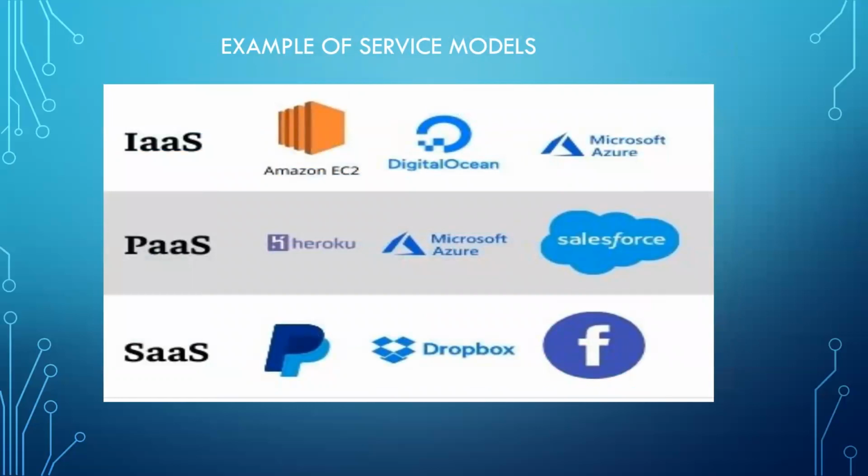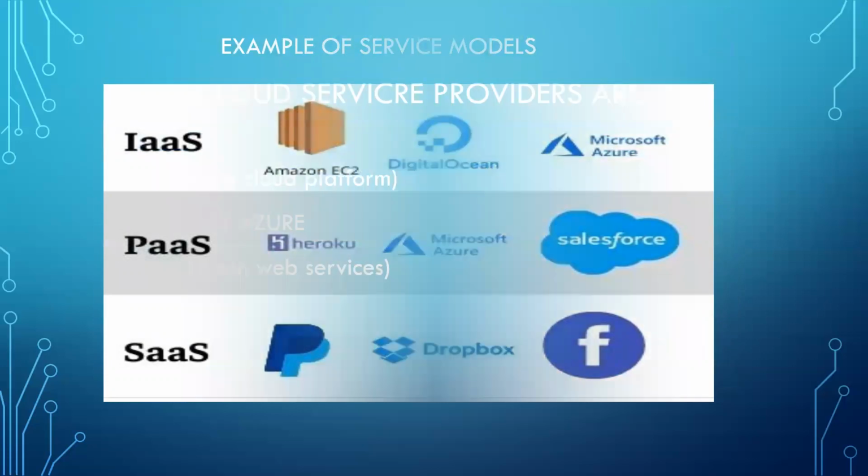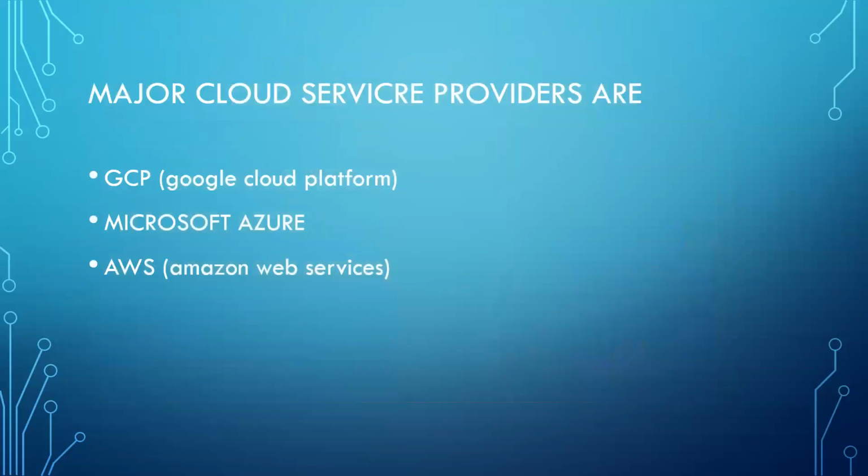Now there are some examples of IaaS, PaaS, and SaaS. The examples of IaaS are Amazon EC2, DigitalOcean, and Microsoft Azure. The examples of PaaS are Microsoft Azure, Salesforce, and Heroku. And the examples of SaaS are PayPal, Facebook, and Dropbox. So the major cloud service providers are GCP, Google Cloud Platform, then Azure, and then AWS.